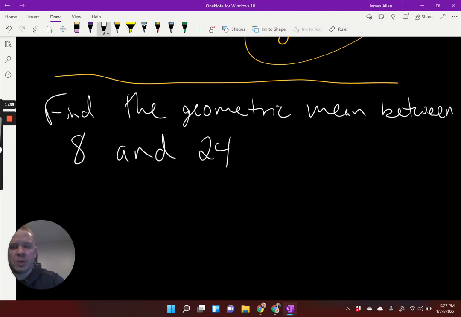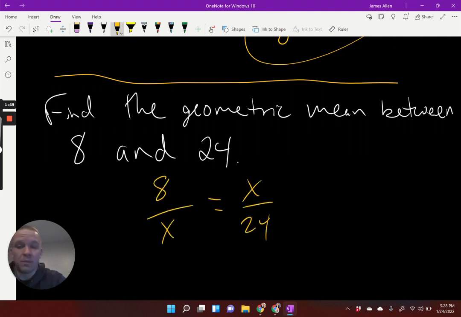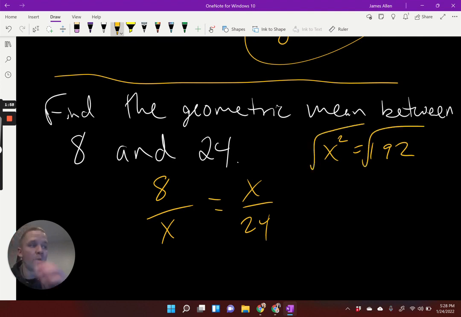Find the geometric mean between 8 and 24. So if I'm trying to find the geometric mean, I'd have to set it up as 8 over x equals x over 24. Now when I cross multiply, I'm going to get x squared equals 192. Now I need a square root to solve. And we're going to leave this as a simplified radical. All right, so I'm going to have x equals, I need to factor tree this bad boy.